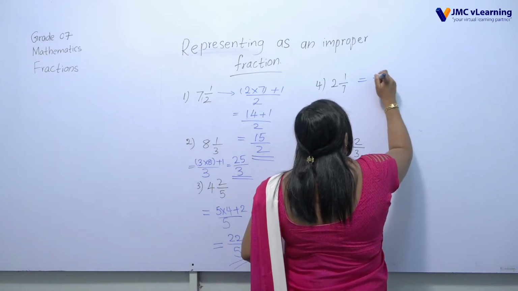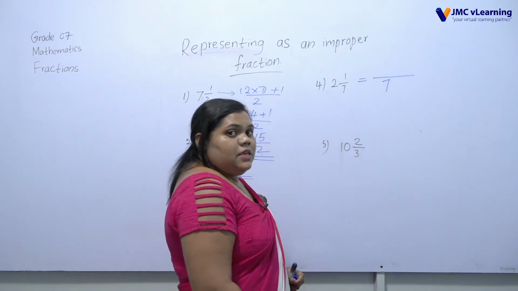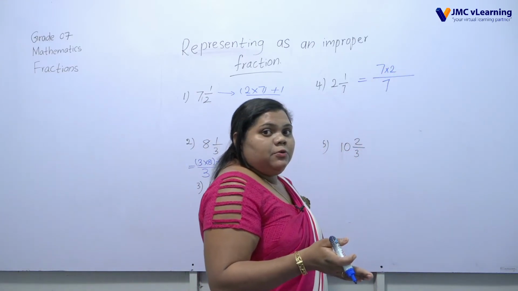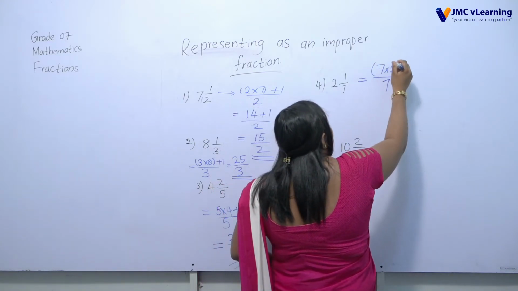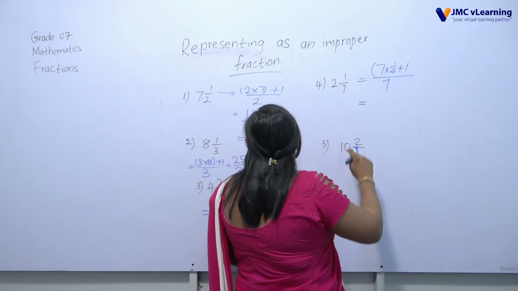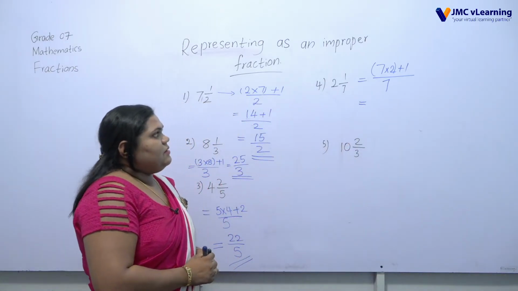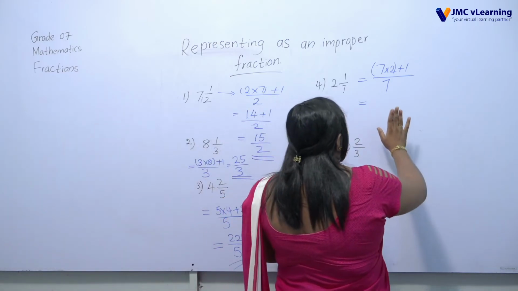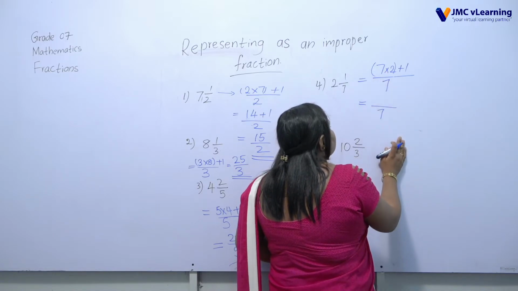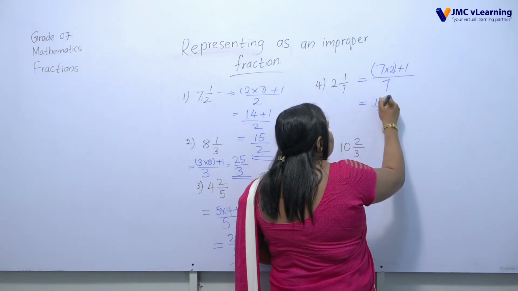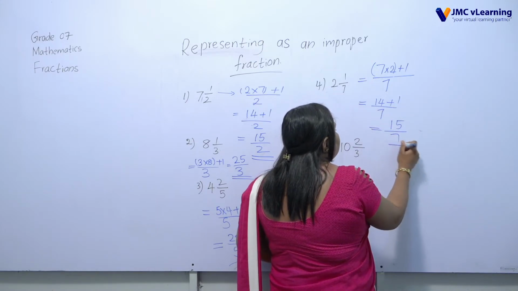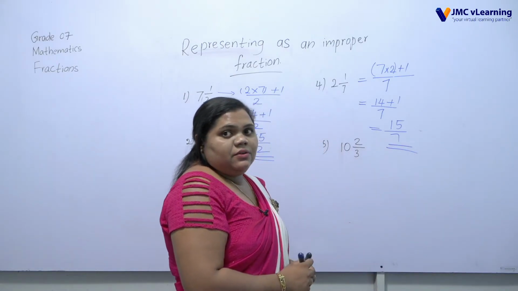Denominator is 7. After that, 7 want to multiply by 2. Why? The denominator must be multiplied by the whole number. After that you want to add the numerator for that. Now in here, 7 times 2, 14. 14 plus 1. What is the answer? 15. 15 out of 7.